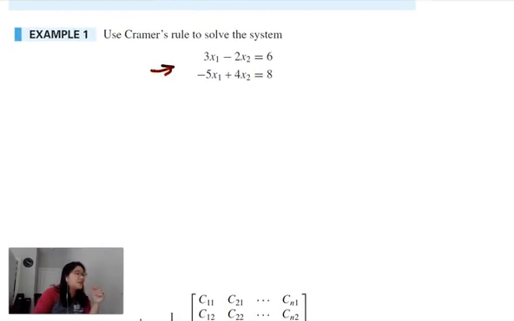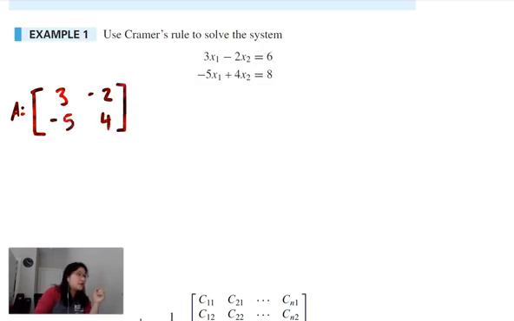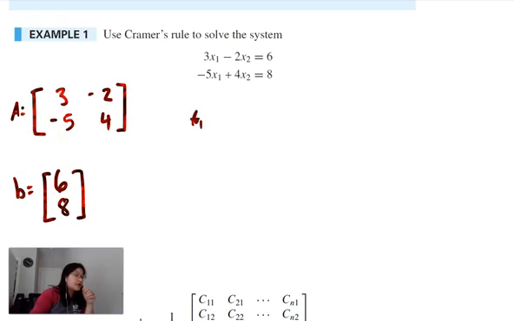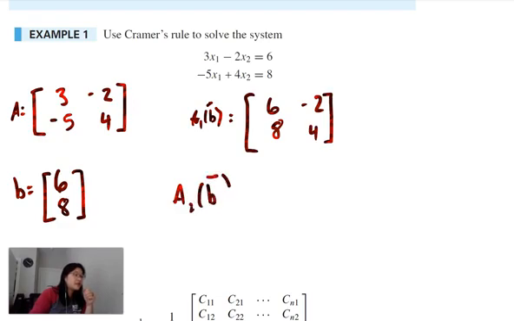So we have our matrix A, which is 3, -2, -5, and 4. B is 6, 8. And then our A1 here is 6, 8, -2, 4. A2, with our column 2 replaced by B, is going to be 3, -5, 6, 8.